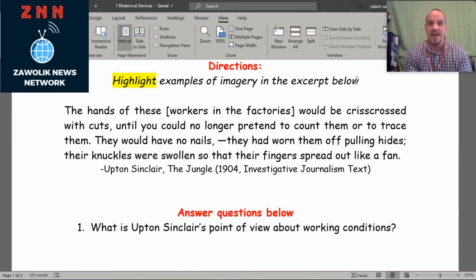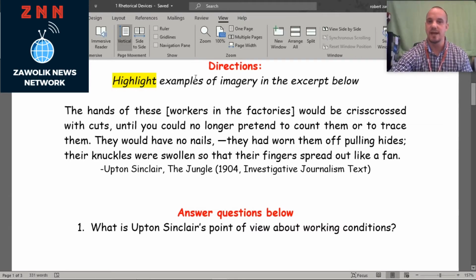The hands of these workers in the factories would be crisscrossed with cuts until you could no longer pretend to count them or to trace them. They would have no nails. They had worn them off, pulling hides. Their knuckles were swollen, so their fingers spread out like a fan.